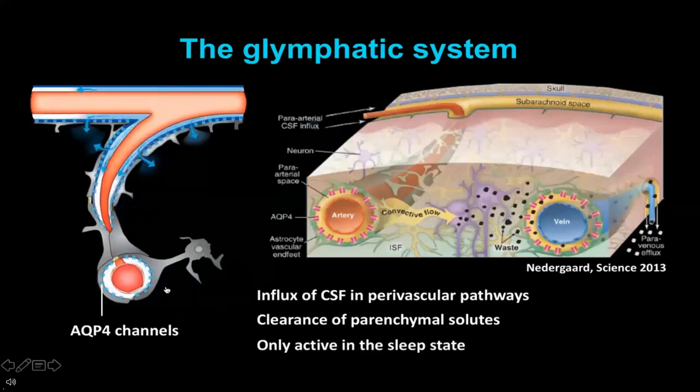So, in essence, the glymphatic system is a fluid transfer system. First, we have the influx of clean CSF, and this in turn mediates clearance of solutes from the parenchyma. So it's a brain clearance system. And interestingly, it's only active in the sleep state, and luckily for us, also when anesthetized with certain anesthetics that have a high proportion of delta waves, resembling normal sleep.